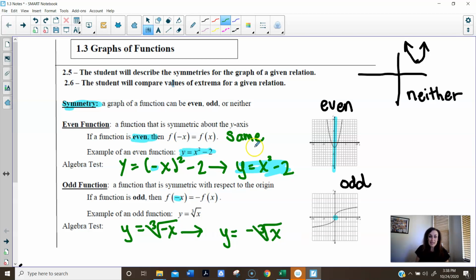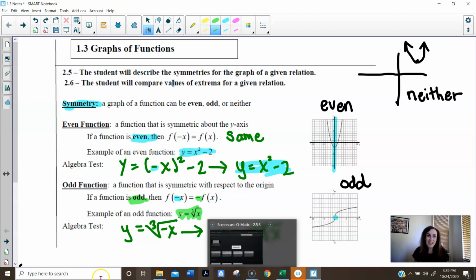And so if your function ends up being the opposite of the original, so you can see here's the original, y equals the cube root of x, and when I plugged in the opposite of x, I get y equals the opposite of the cube root of x. So therefore, this is considered an odd function.